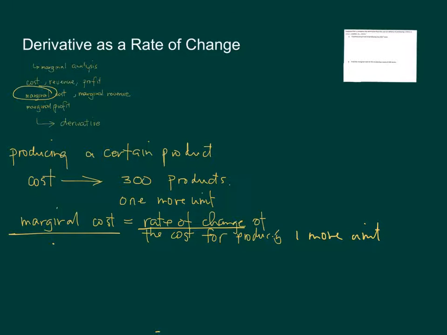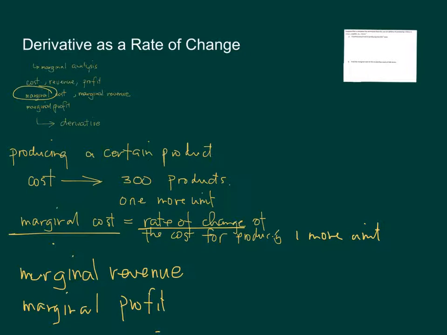In the same way, if we speak of marginal revenue, say you want to produce one more unit, it's the rate of change of the revenue. How much will the revenue increase or decrease if you produce one more additional unit? And the same is the idea for marginal profit. What is the rate of change of the profit value if you will produce one more unit? To understand this more, I'll be showing you an example.